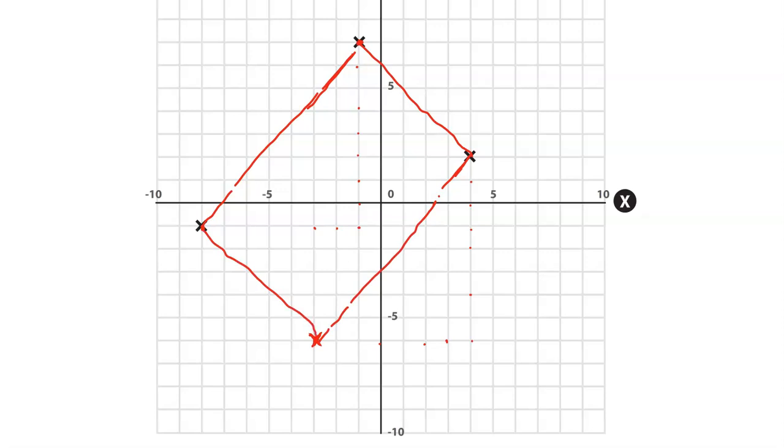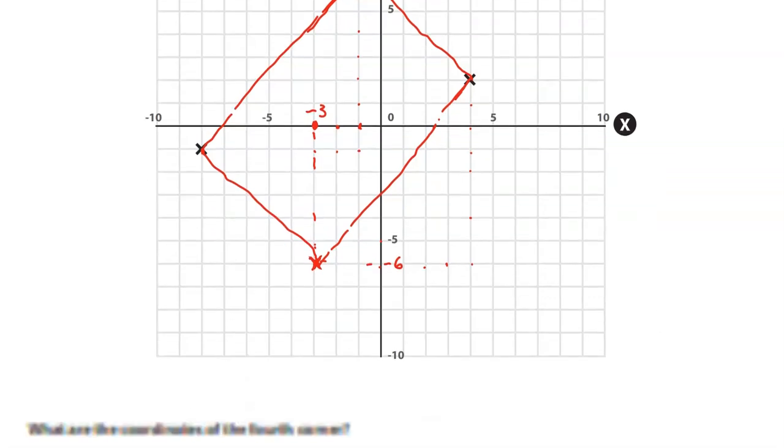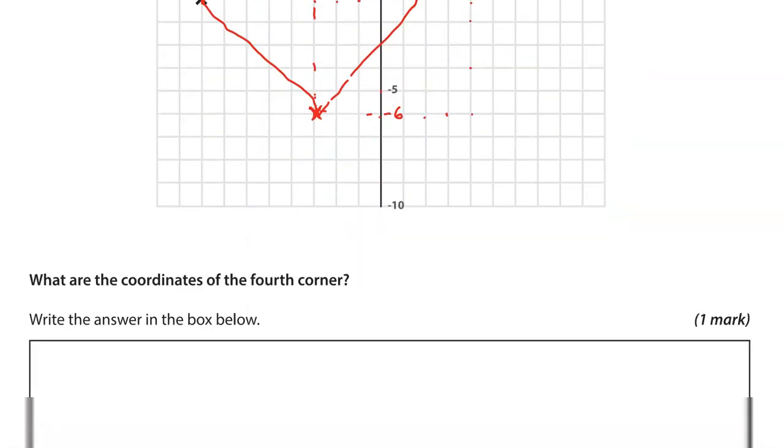That's going to give us a rectangle. What are the coordinates? Looking at the x coordinate, that is -1, -2, -3, and the y, so from -5 goes to -6. So -3, -6.